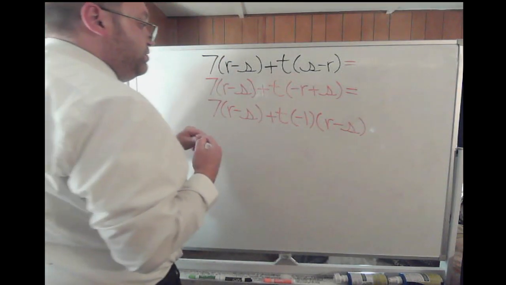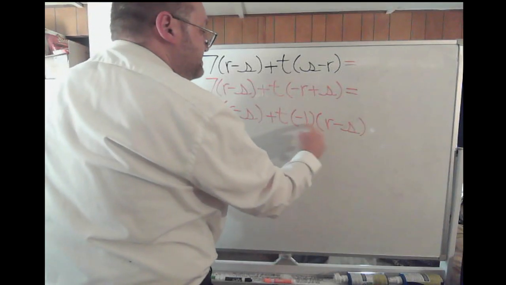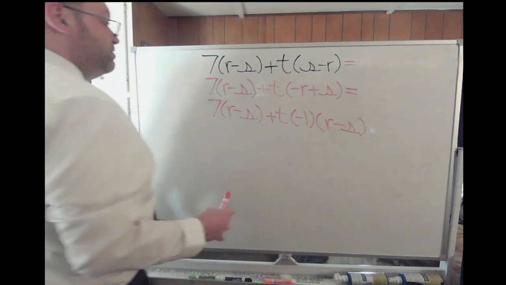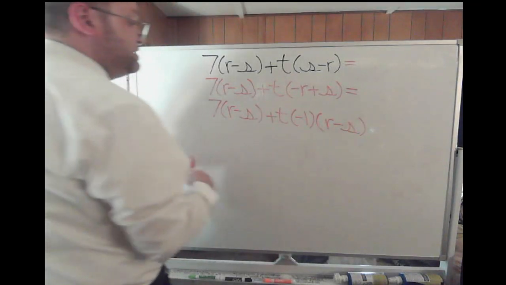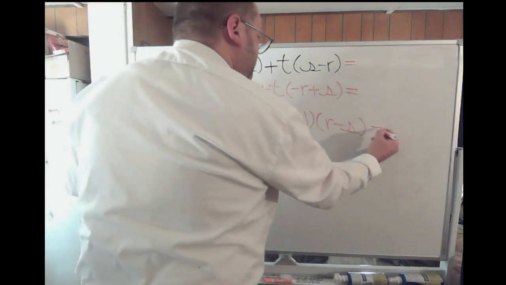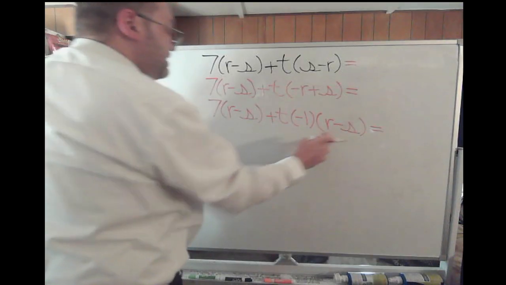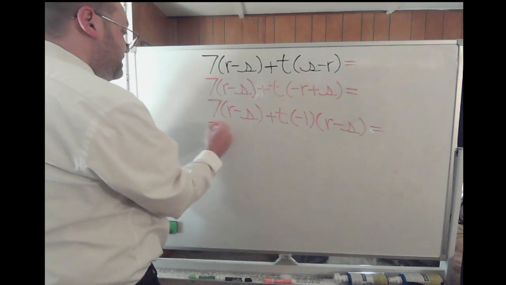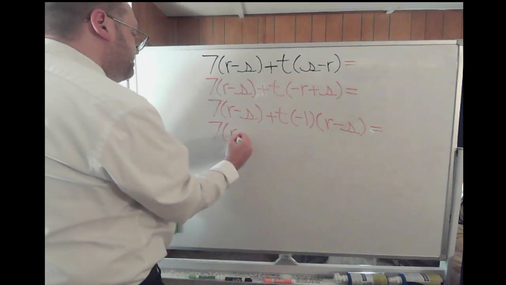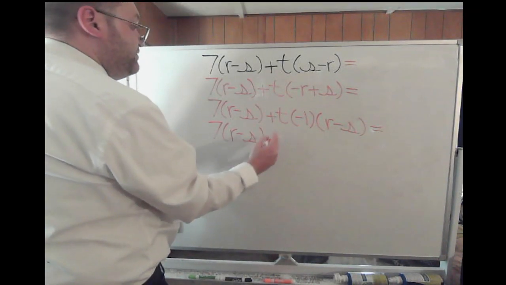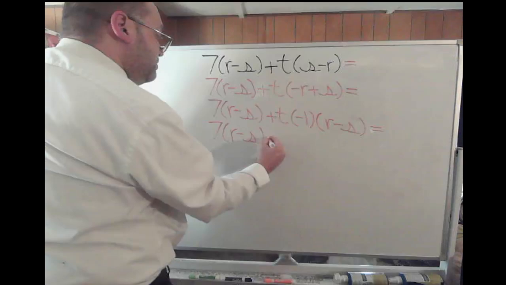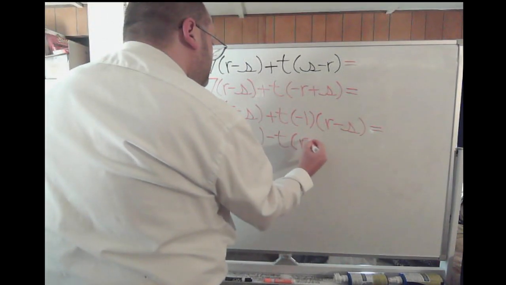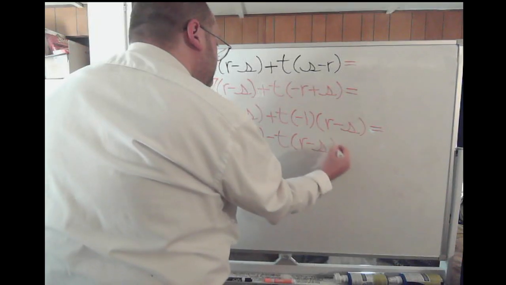Well, what do you know? Yeah, because negative 1 times negative s is positive s. So I've now created two equivalent terms in the fact that they both have something in common. Let's go a little bit further before we factor. You'll have 7 times the quantity of r minus s, but if you take that t times negative 1, you'll end up getting negative t, so you'll have minus t times the quantity of r minus s.